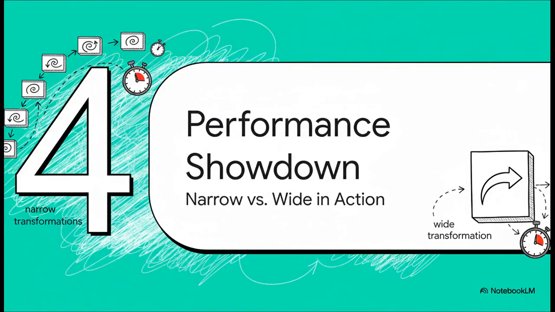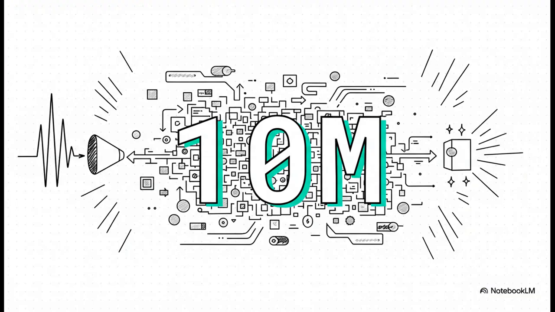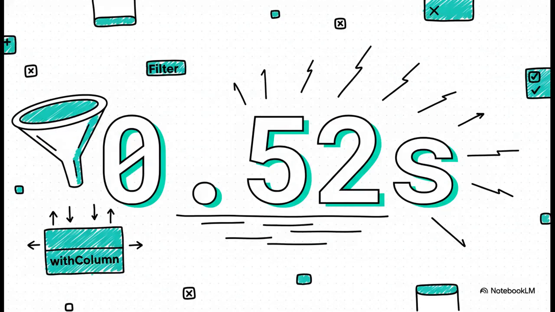Okay, enough theory. Let's see what this actually looks like in the real world. We're going to run a quick performance test to see just how big the difference is between a few narrow transformations and just one wide transformation. And we're not messing around with a tiny data set. We are processing 10 million rows of data. This should make the performance impact impossible to ignore. First up are narrow transformations. We'll do a filter and a withColumn. And the result? Just over half a second. Boom, done. That is incredibly fast.